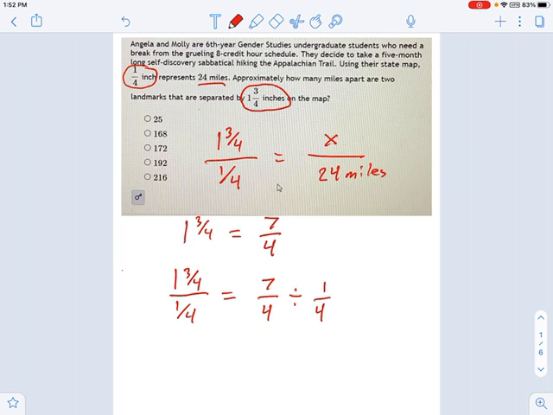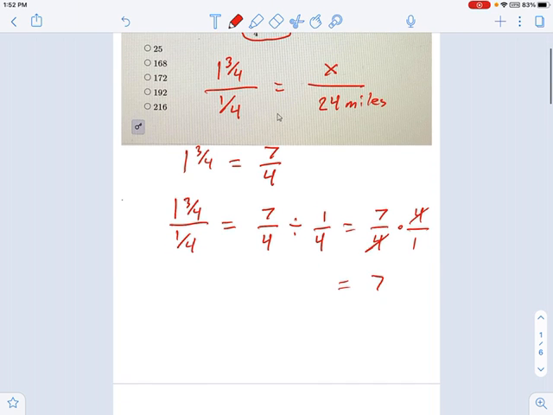Now, why do I write it this way? I think it's more helpful with the division sign because then we can use keep, flip, change. Hope you guys remember how to divide fractions. 7/4 divided by 1/4 is just 7/4 times 4/1. Those 4's cancel out and this becomes 7. So now look at what we have.